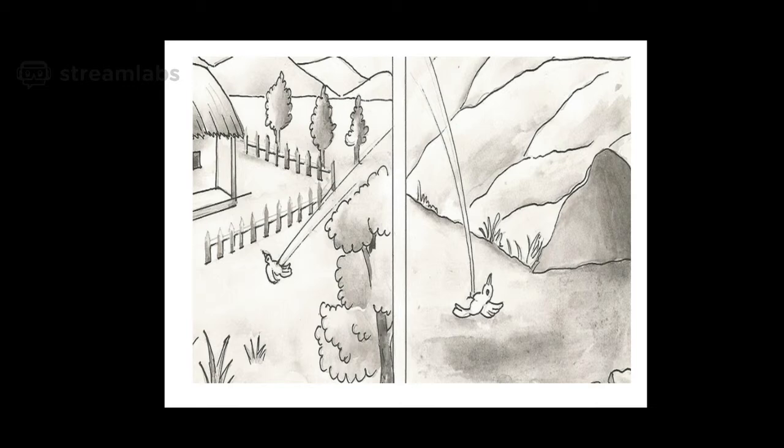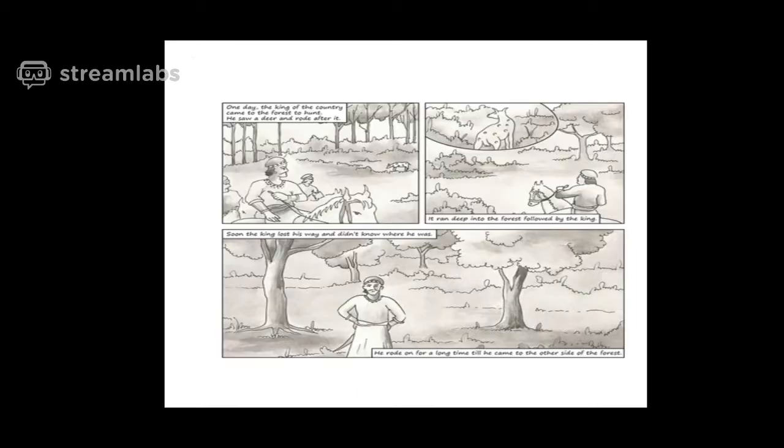Days passed and the baby birds became big birds. One day, the king of the country came to the forest to hunt. He saw a deer and rode after it. He chased the deer. Can you see? Yes. It ran deep into the forest.